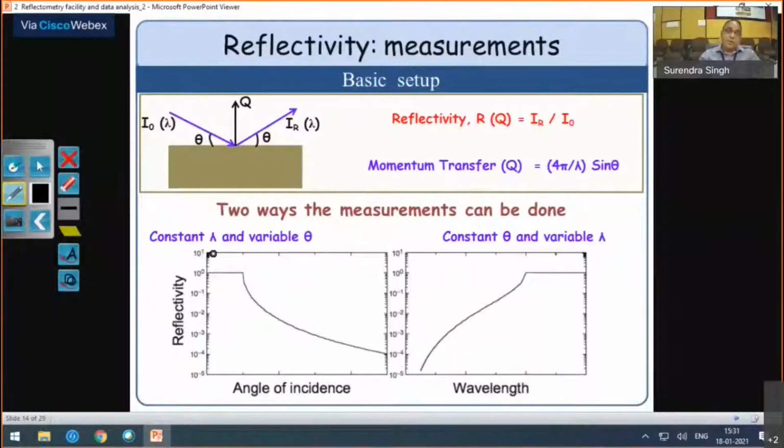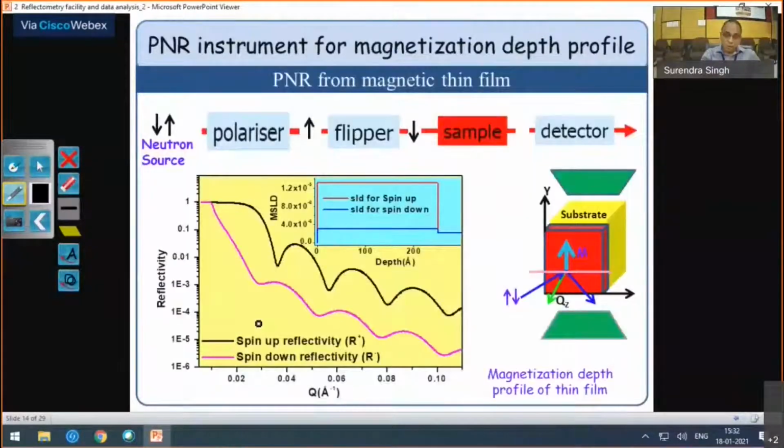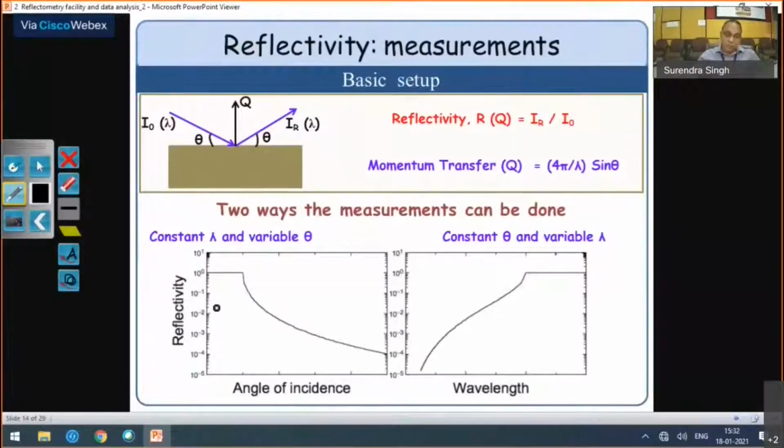Okay, so one case is when we have a constant lambda. This typically happens in the reactor source, where we have a continuous source of neutrons, and we take one particular wavelength and then change the angle of incidence and measure the reflection. And in the other, variable lambda is used. This is typically adopted in pulsed sources like a spallation source based neutron reflectivity, where we have pulses of neutrons of different wavelengths falling on the sample. So we have a variation of wavelength at a constant angle of incidence, and we collect the reflectivity.